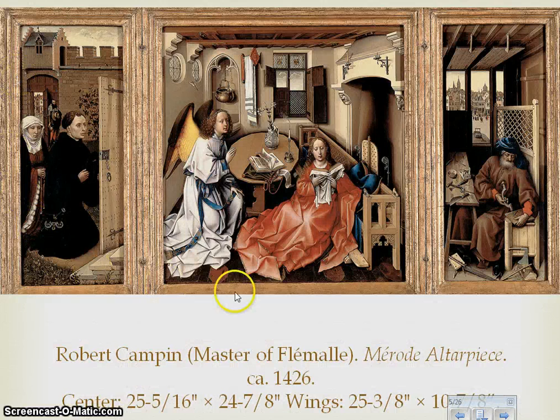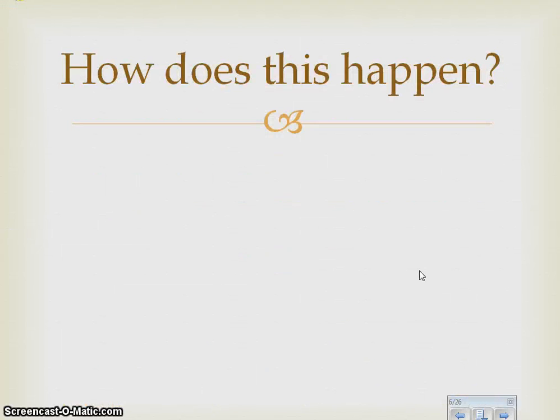This is an example of someone in the Northern Renaissance. His name is Robert Campin. He's one of the first artists who brings this realist look back to the north. So how does this happen? How does the Northern Renaissance spread?